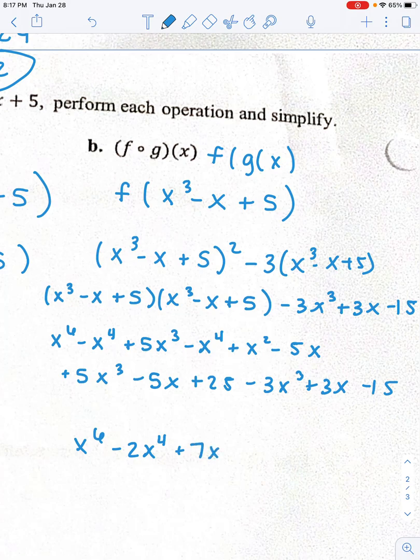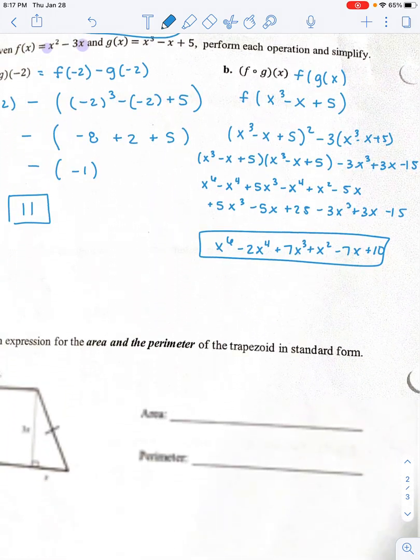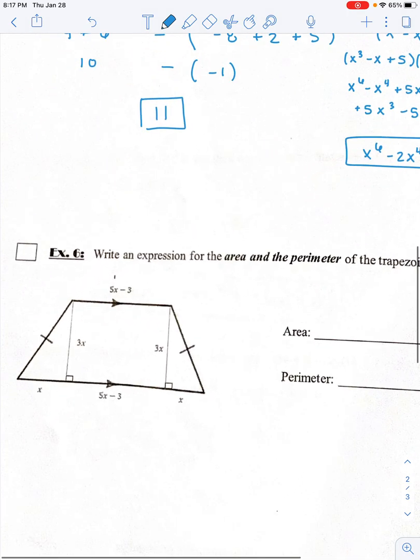When I combine all my like terms, I get x to the 6th minus 2x to the 4th plus 7x cubed plus x squared minus 7x plus 10. Ooh, that's a long one.